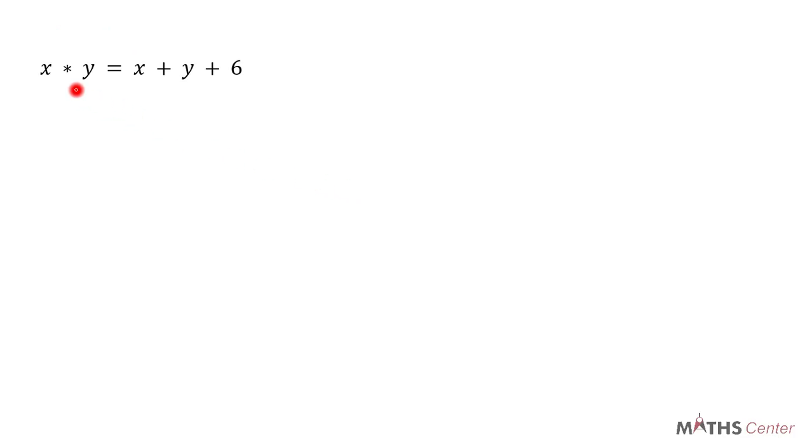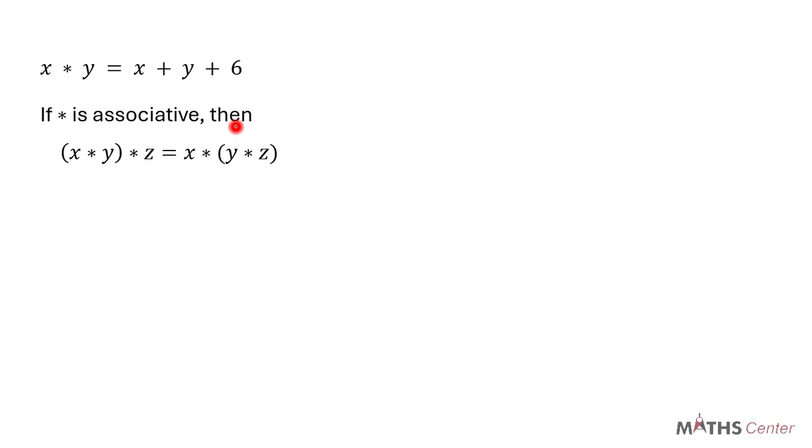So we are going to determine whether or not the binary operation star is associative. The definition of star is x star y is equal to x plus y plus 6. We have just learned that if star is associative, then (x star y) star another number, here let's use z, should be equal to x star (y star z). So we will compute the left hand side, then the right hand side. After that, we will compare and see whether they are the same thing.